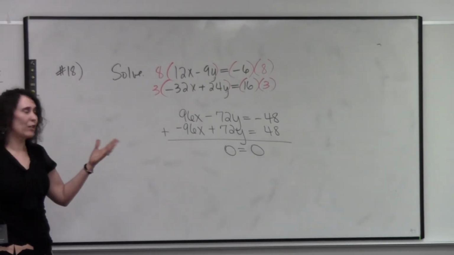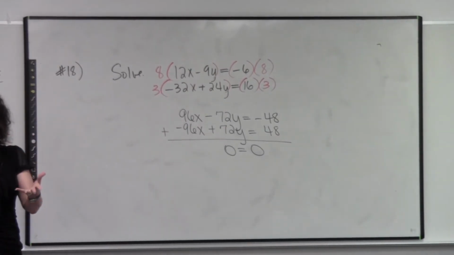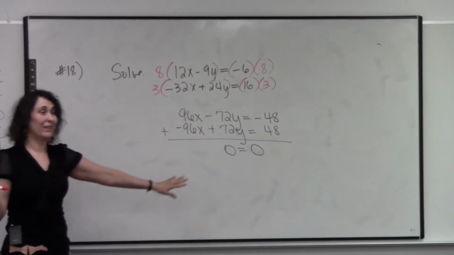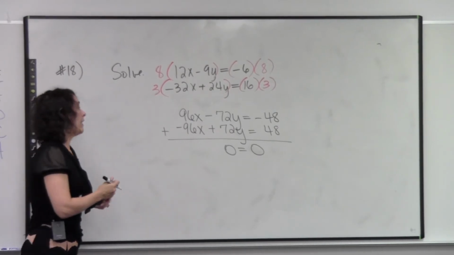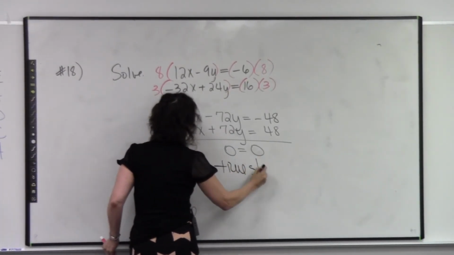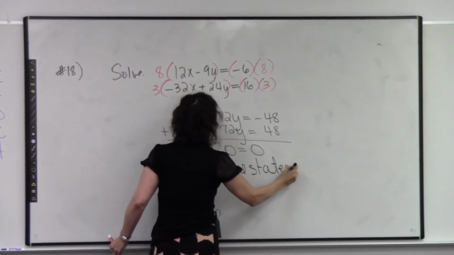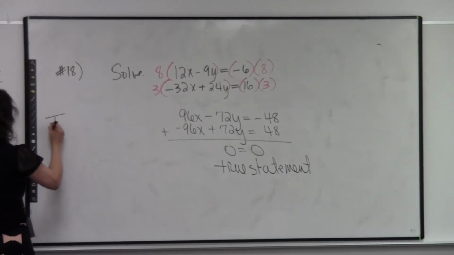Now, I know some of you are looking at those numbers saying those are not the numbers I got, because I chose to multiply by something different than what you did. But at the end, you still should have ended up with 0 equal to 0. And notice that is a true statement, which means there's an infinite number of solutions. So an infinite number of solutions.